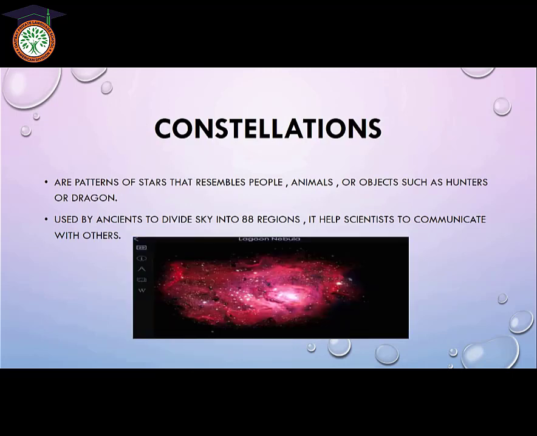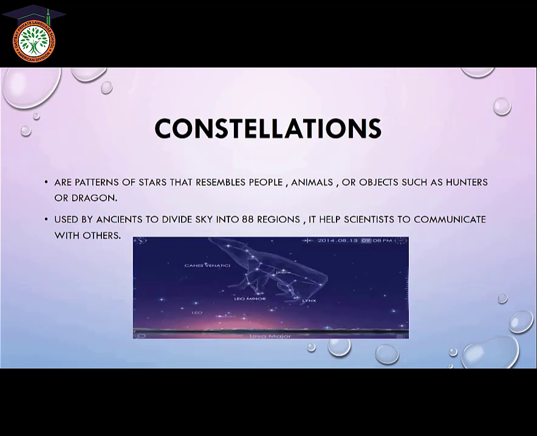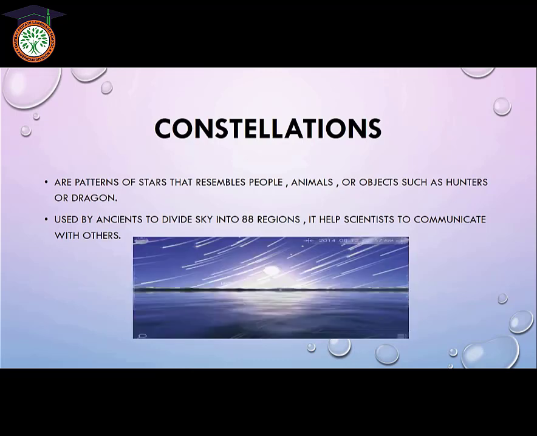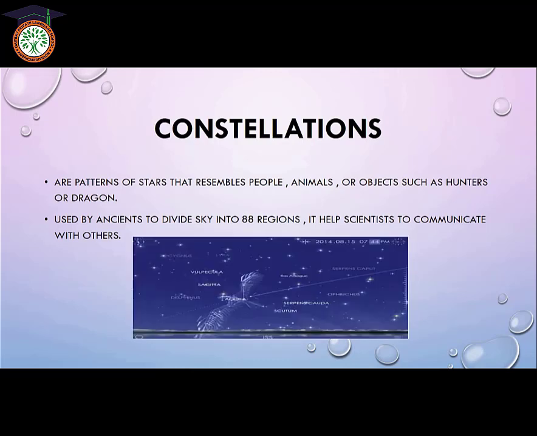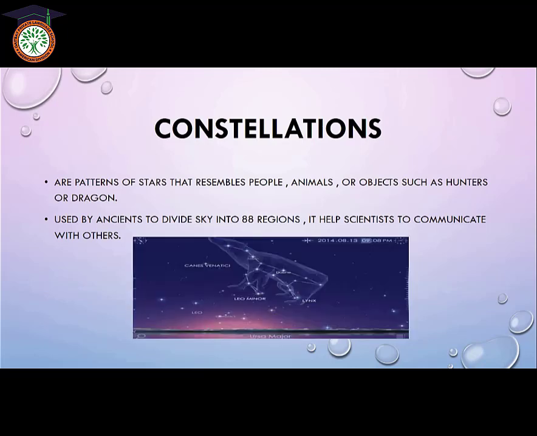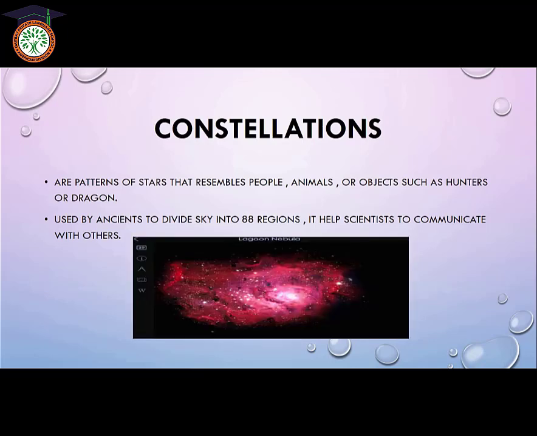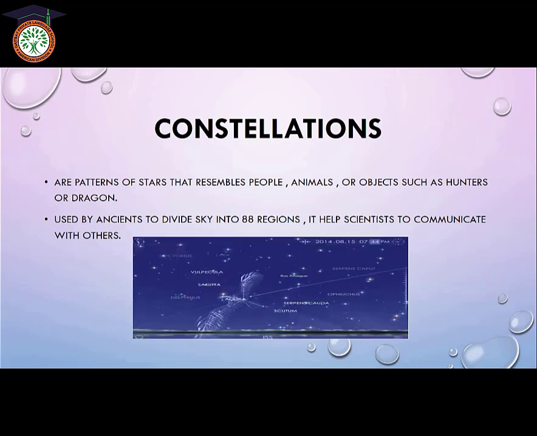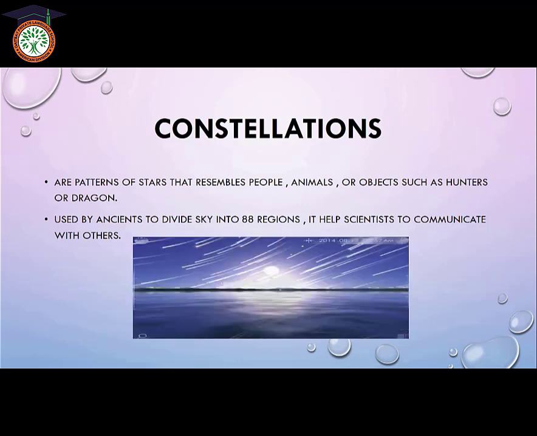What is meant by constellations? Constellations means the patterns of stars. The stars are collected together to resemble people, animals or objects such as hunters or dragons in the sky. Used by the ancient to divide the sky into 88 regions. It helps the scientists to communicate with others.